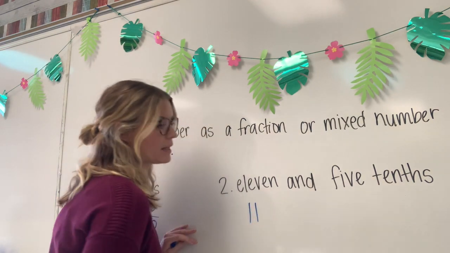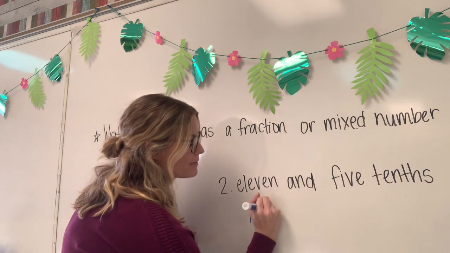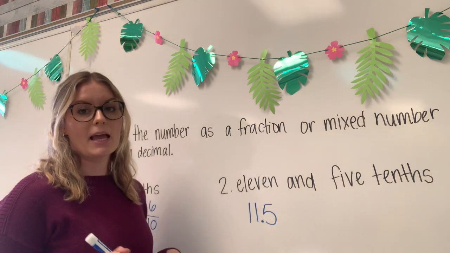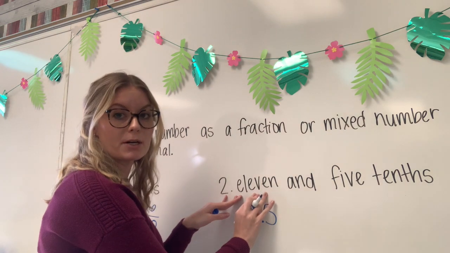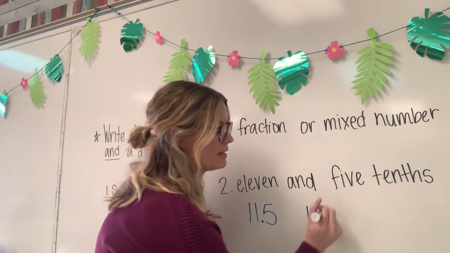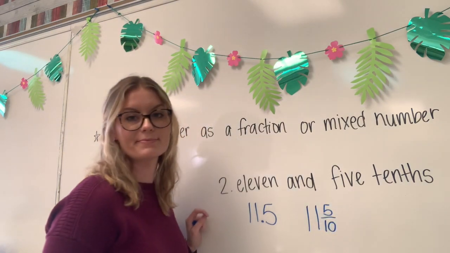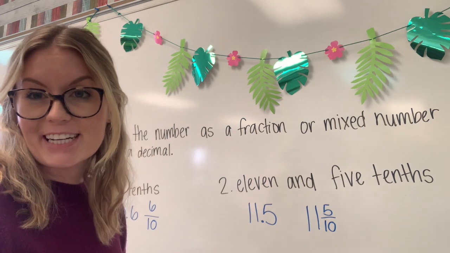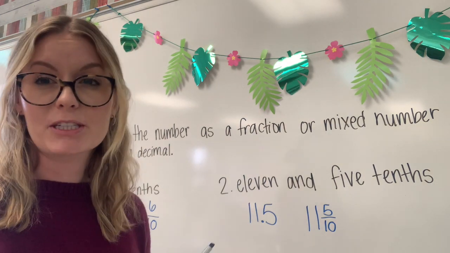Number 2, the second problem, 11 and 5 tenths. 11, we know that "and" means a decimal, 5 in the tenths place. And then to write that as a mixed number, it's a mixed number because it has a whole number. To write that as a mixed number, we put our whole number 11 and then 5/10. Again, pretty easy, right?